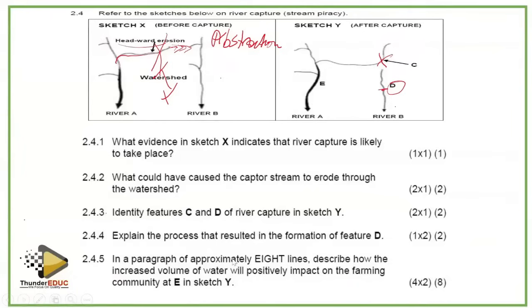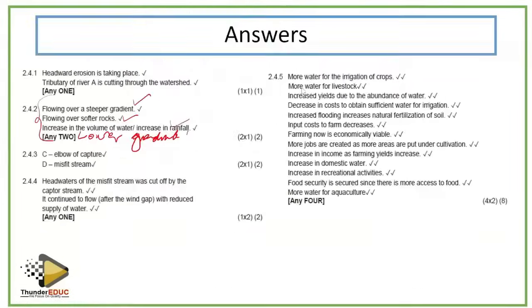It says, in a paragraph of approximately 8 lines, describe how the increased volume of water will positively impact the farming community at E. So how will the farming community be impacted here? There's going to be more water for irrigation, which means at D there's less water for irrigation. There's going to be more water for livestock, increased yields due to the abundance of water, and a decrease in the cost of obtaining sufficient water for irrigation, so they don't have to spend more money because water is readily available.